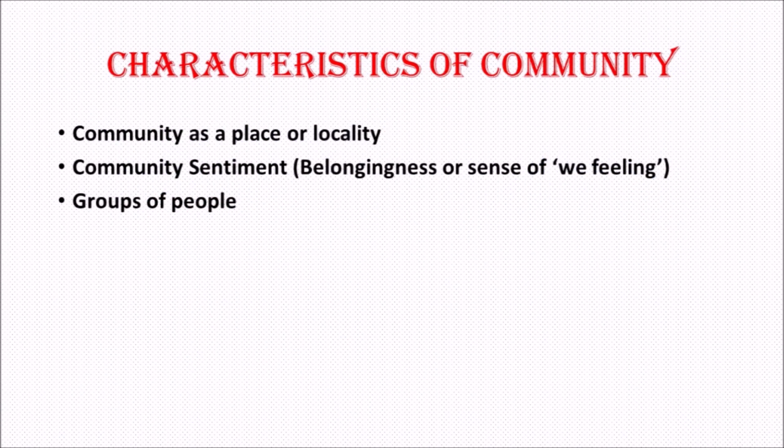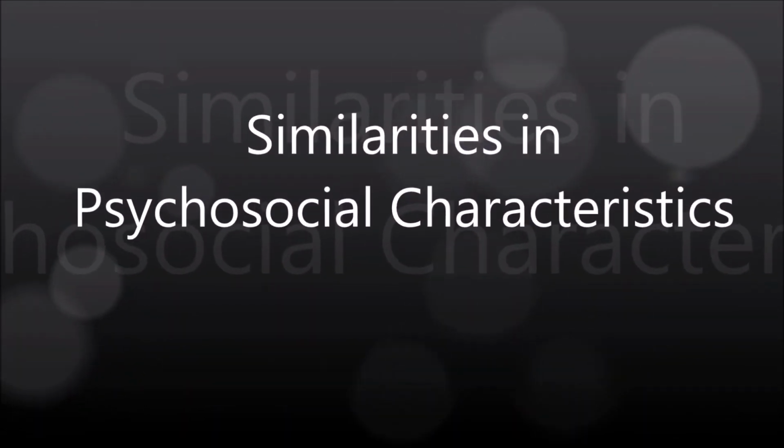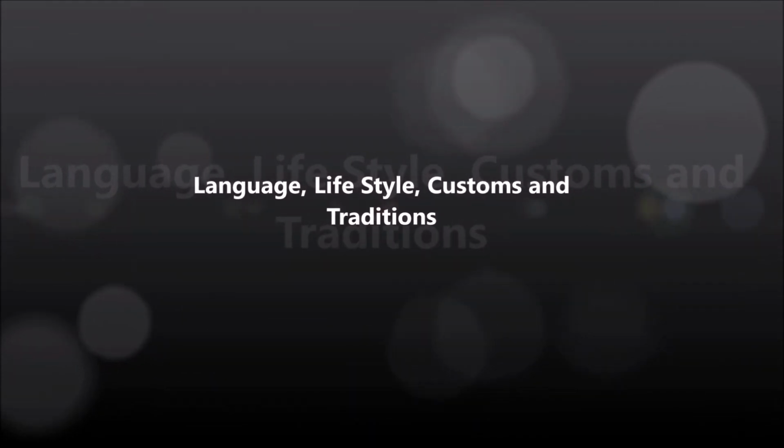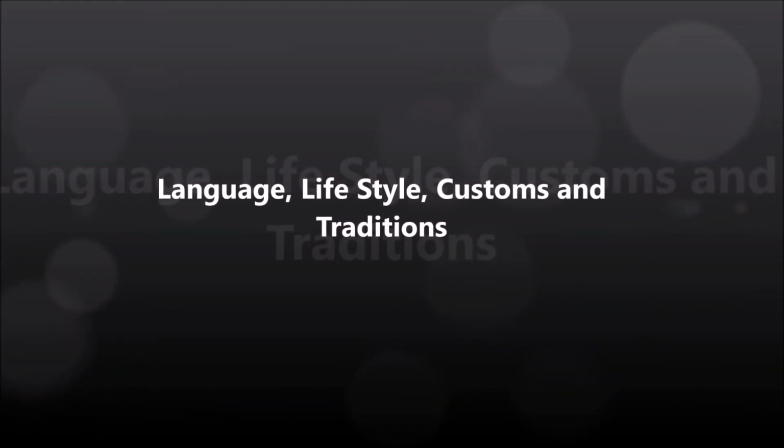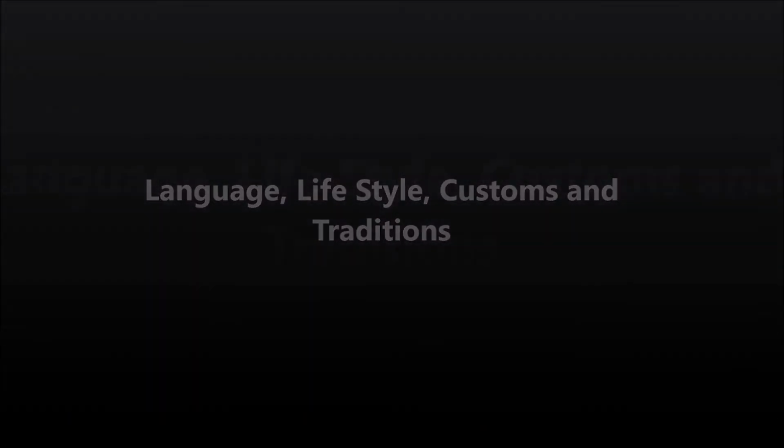Next common characteristic of community is group of people. Group of people share the basic condition of common life. Group members can act collectively in an organized manner. There is similarity in psychosocial characteristics of groups of people, that is language, lifestyle, customs and traditions.